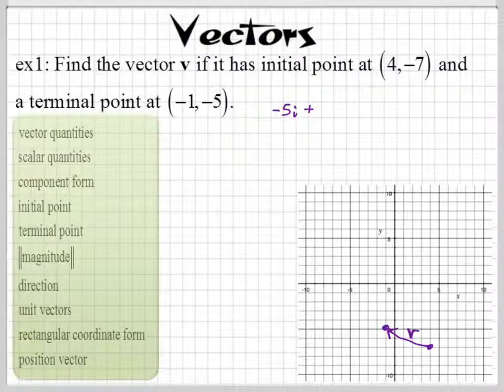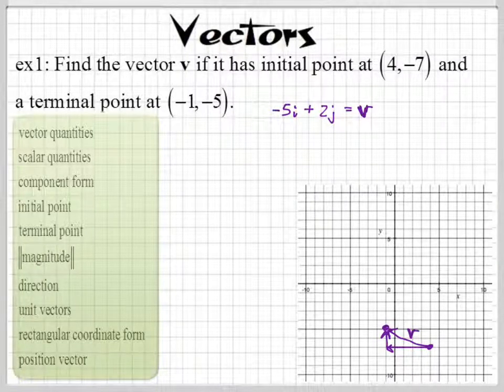Now we have to represent the vertical movement, and then we go up 2. So it's 2j. That's not bad. That's our vector v. But how would we do it without graphing?